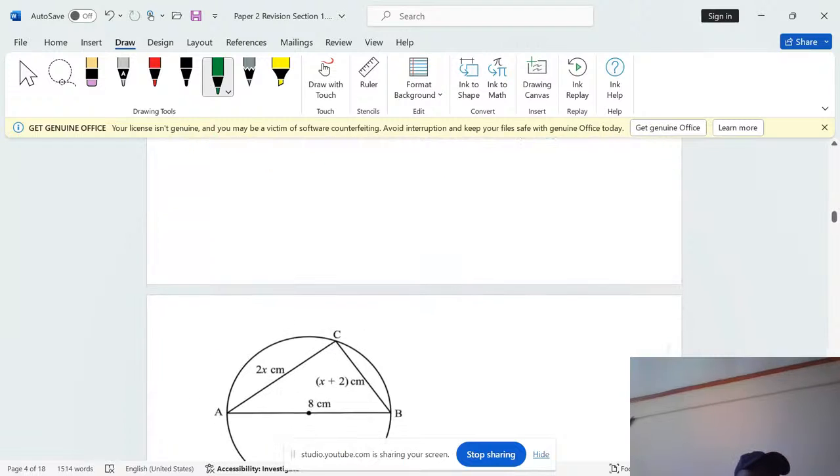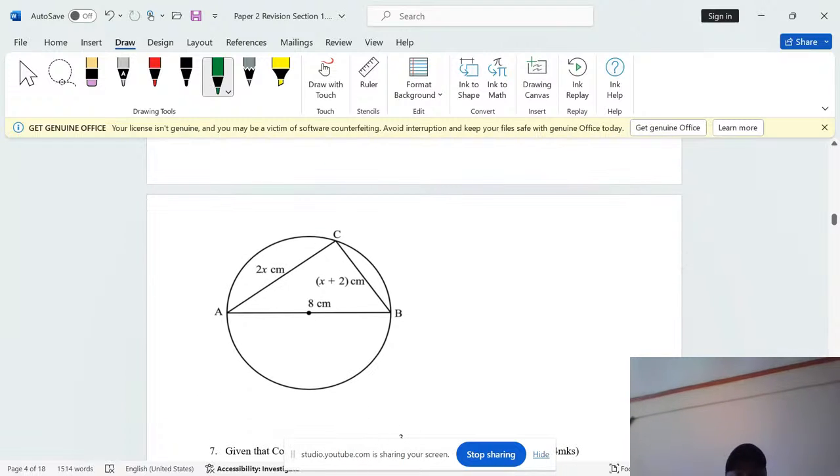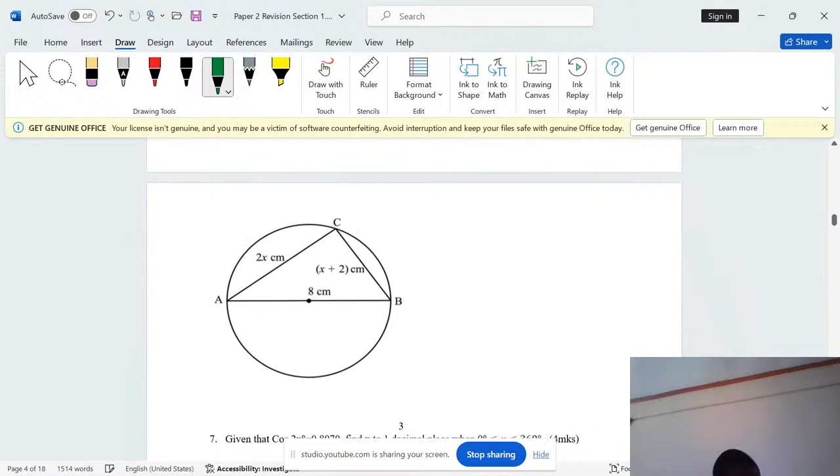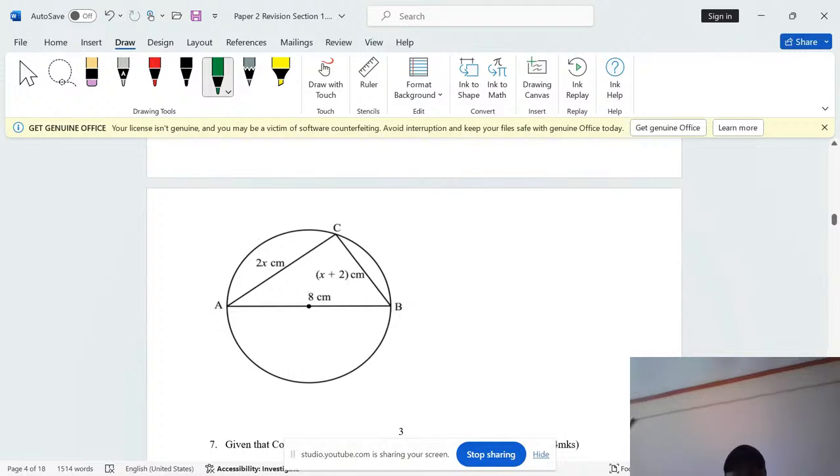To 2 decimal places. Something you should know is that this is again a Form 3 topic, and to some extent a Form 2, because we should know that the angle subtended by the diameter at the circumference of a circle is equal to 90 degrees. So the angle at this point is 90 degrees.